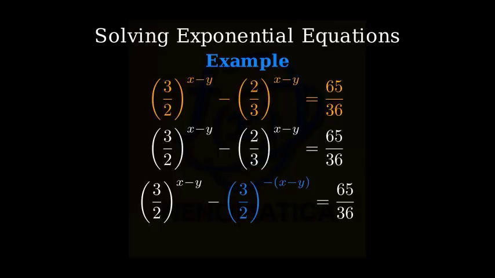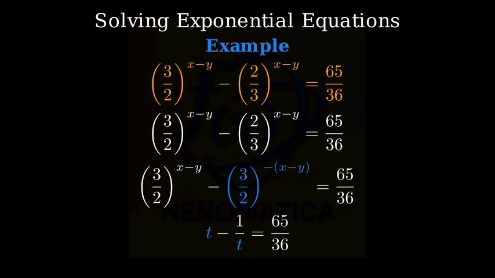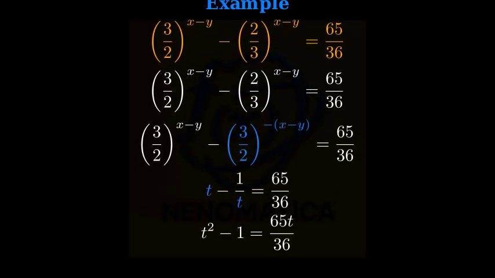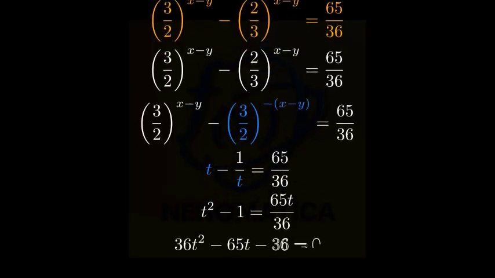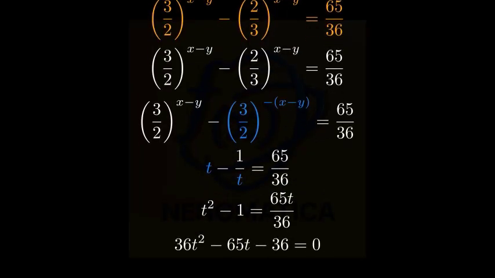To simplify our work, let's substitute the expression 3/2 to the power of x minus y with a variable t. So our equation becomes t minus 1 over t equals 65/36. Now, let's multiply both sides by t to eliminate the fraction. We get t squared minus 1 equals 65t over 36. Now we'll rearrange all terms to one side to get a standard form quadratic equation. We get 36t squared minus 65t minus 36 equals 0.